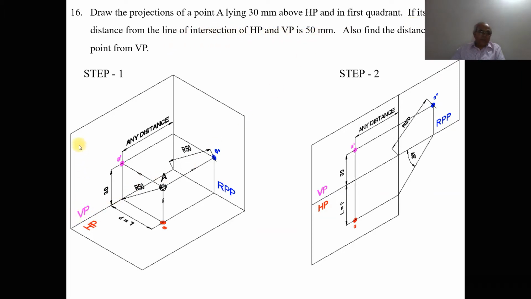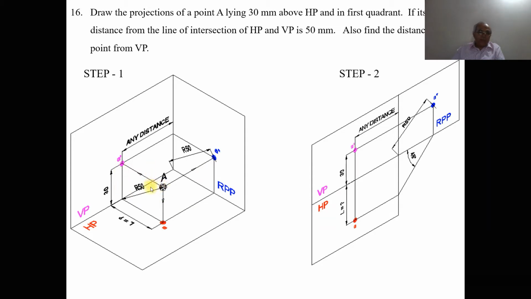So the shortest distance from the line of intersection of HP and VP is this line. This is the vertical plane and this is the horizontal plane. The shortest distance from here to here is 50. So when you look from the side view, you can see the distance here, which is 50. And then the distance above HP we can see in the vertical plane.